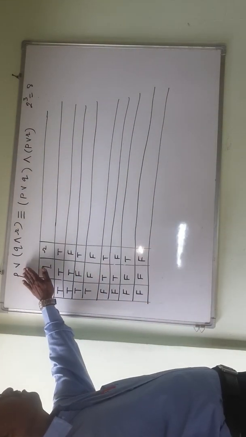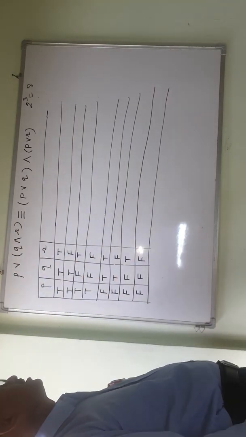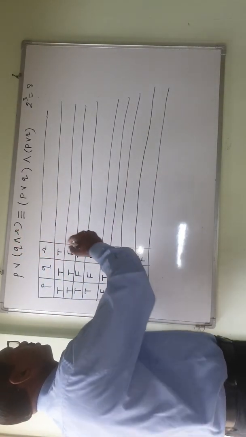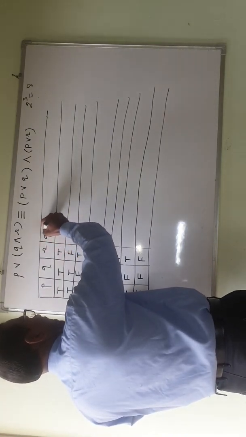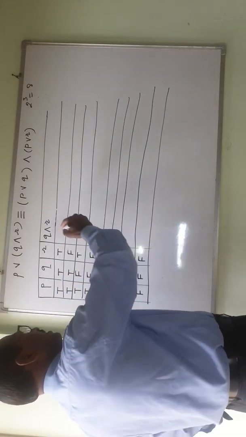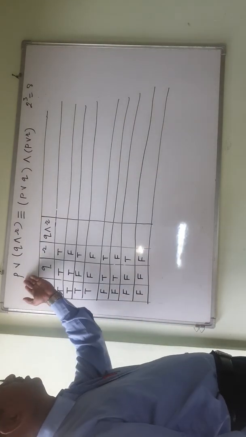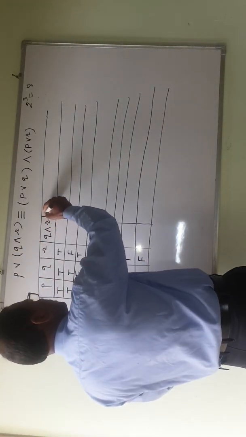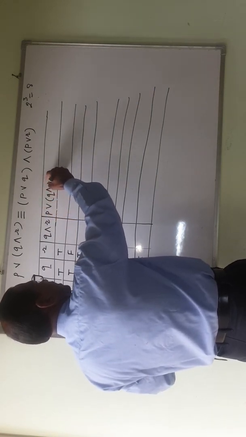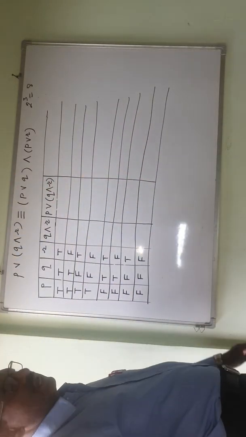Now what I want, P or (Q and R). So first of all, I will take this Q and R. This I will get. Then what I will do? I will do this total, P or Q and R. The remaining things we will see afterwards.